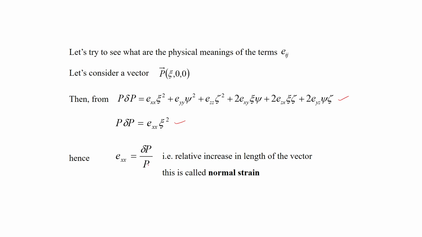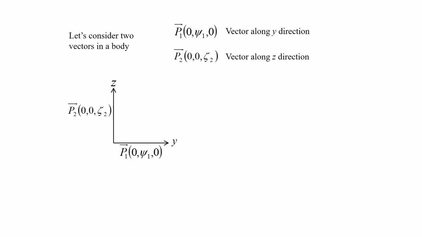So, what it means is that we have a vector that is along the x axis, and that has an increase in length by delta p. So, the relative increase in length of the vector is actually this Exx, and that is called the normal strain along the x direction. Like that, we can define the normal strain along the y direction as Eyy and along z as Ezz.